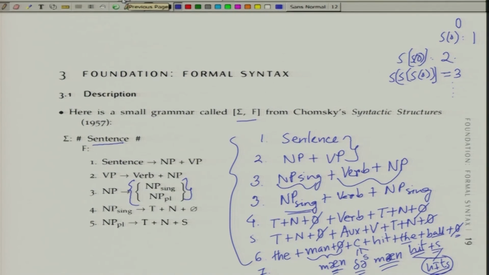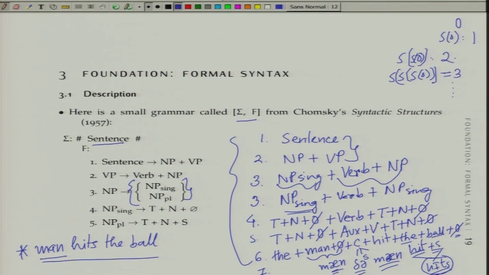Suppose we think of an ungrammatical string like "man hits the ball." This is ungrammatical because this is a singular count noun, which requires an article, either a or the or something, but it doesn't have that, which is not allowed in the English language. So what shall we do? We shall see that this structure is not even allowed by these rules.